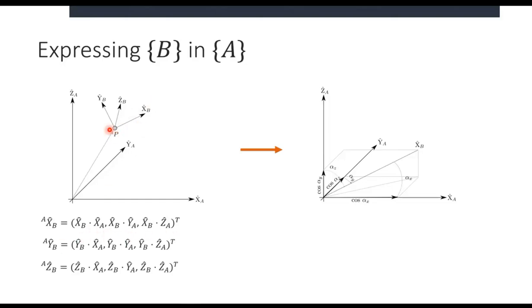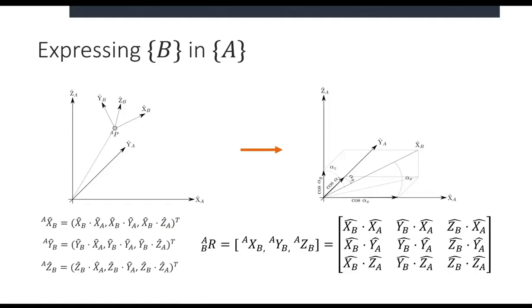So I take this xb and I just dot product it into A. I dot product to x, y, and z in frame A. So if I put all that stuff together, I'm going to get this big 3x3 matrix. And that will be my 3D rotation matrix at the end of this.